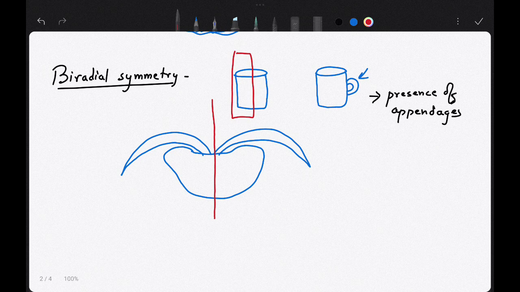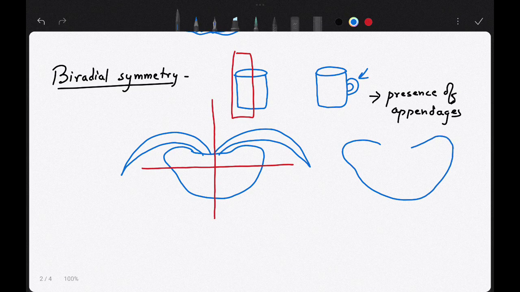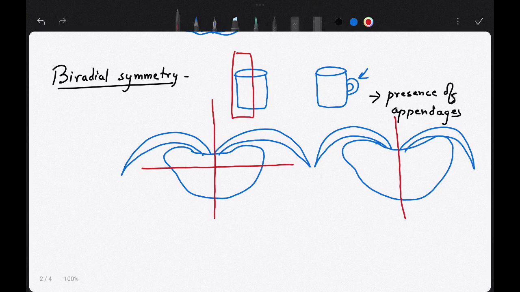So the different axes that are used to cut this organism, or to find the symmetry, are the longitudinal and the transverse axis, and the second is the longitudinal and the sagittal axis. Suppose I draw the organism. What will happen is that if you divide this organism through this axis, you will find some type of similarity.